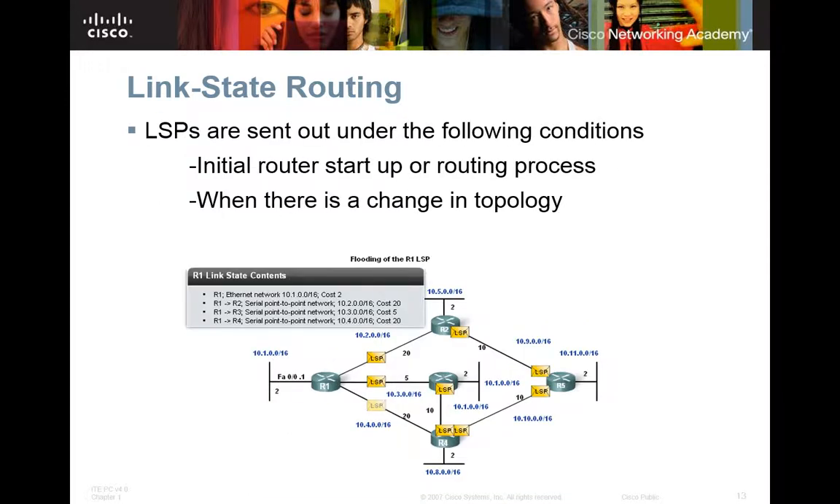LSPs are sent out under the following conditions. Number one, once the router initially starts up, it doesn't know who's connected to it. It says, hi, I'm Scott. Who are you? You all in return send it back to me, and then I have to sort it out. Or if we change topology, let's say the link from me to Cole, that T3 line, got cut. What's going to happen? I send it out to everyone saying, I can no longer talk to Cole.